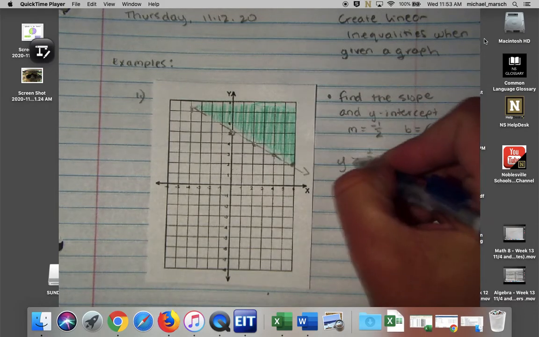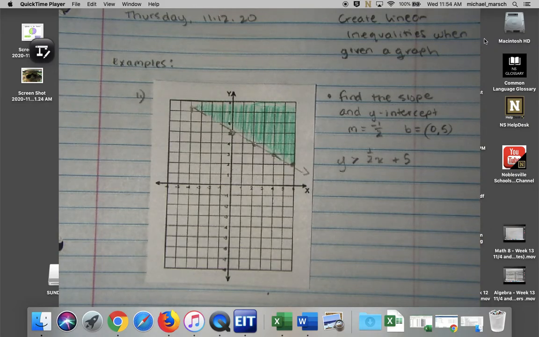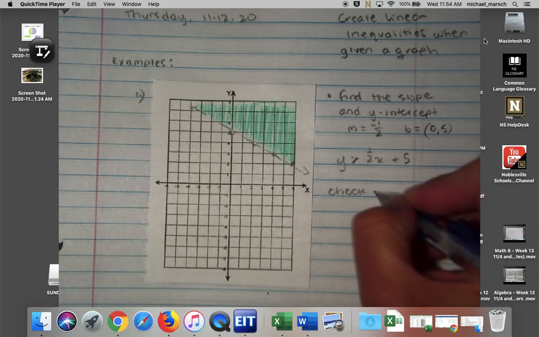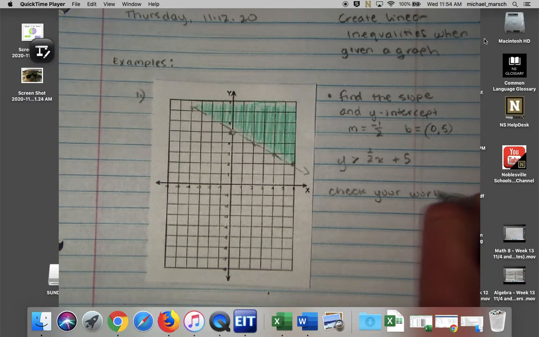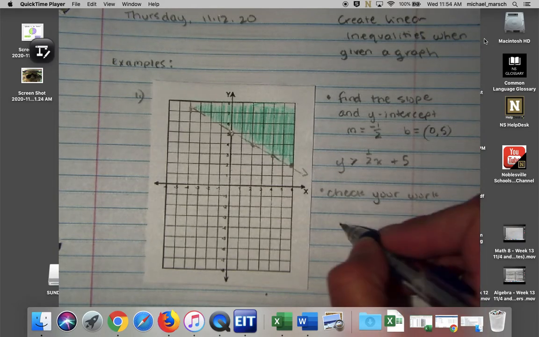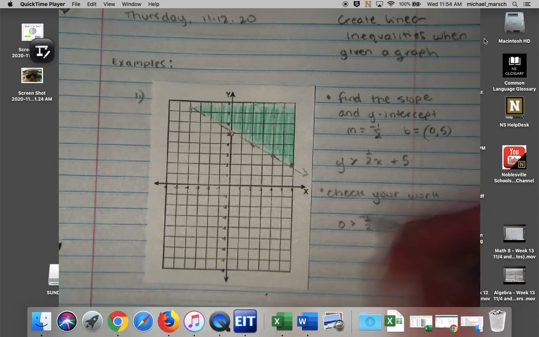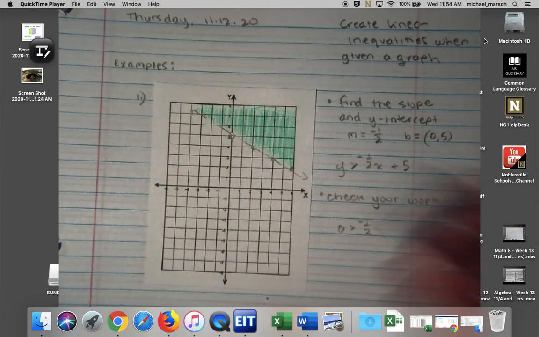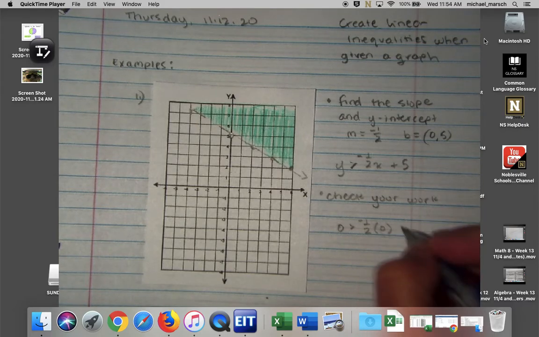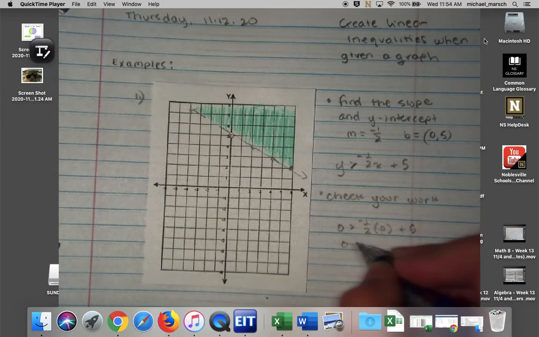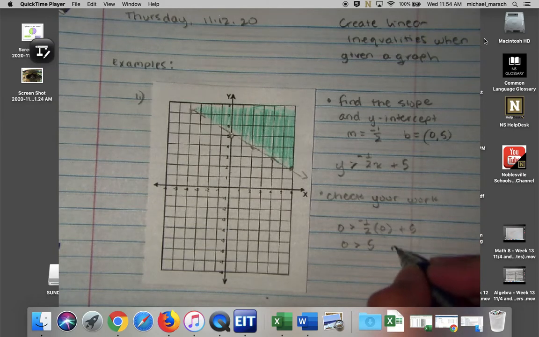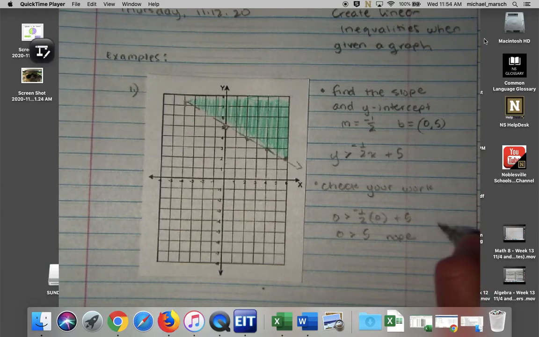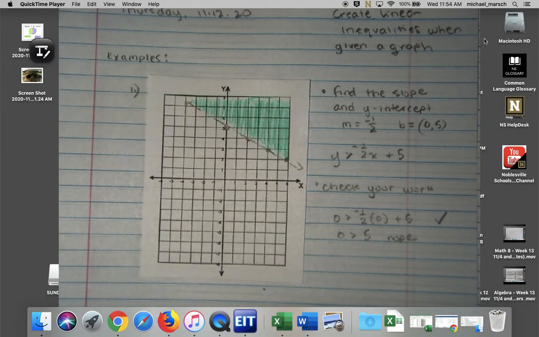Great. There you go. I can check my work. How can I check my work? By plugging in 0. Yep. So I can try 0 greater than negative, this should be negative 1/2, negative 1/2 times 0 plus 5. Is 0 greater than 5? Nope. So I knew I should shade away, which was the check mark. I did it correctly. Okay.